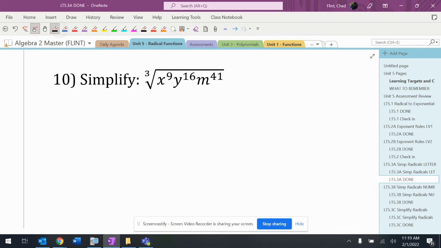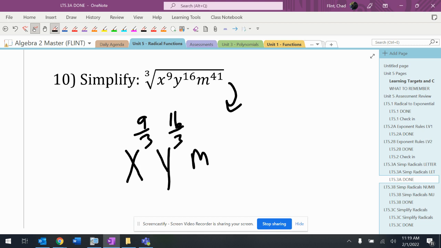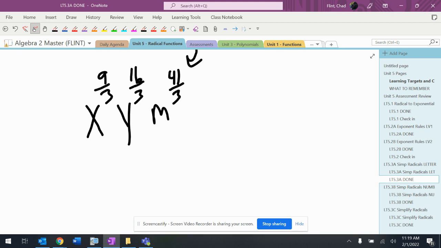So just because it's got three things doesn't change what I do. I convert this into fraction exponents: 9/3, 16/3, 41/3. Each one of them I'm going to turn into a mixed number. That's going to just be x to the third. There's no fraction part to it.